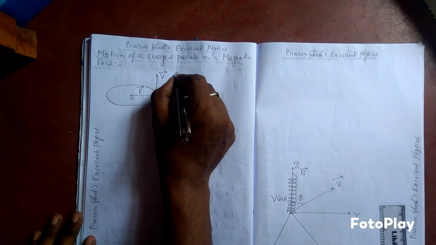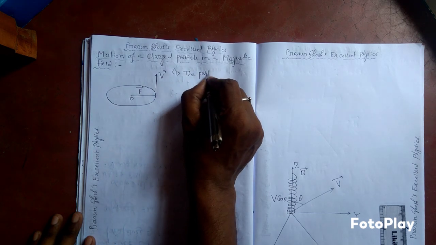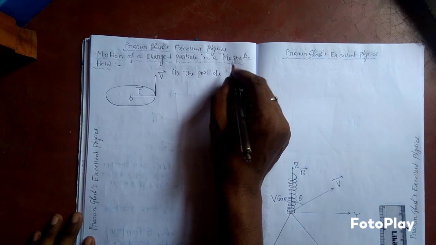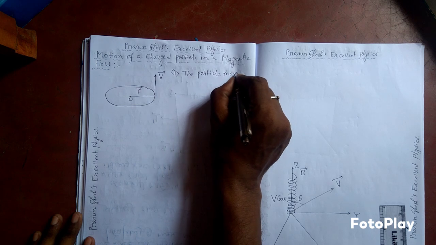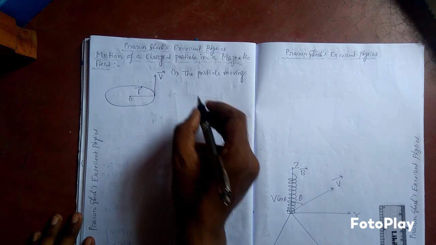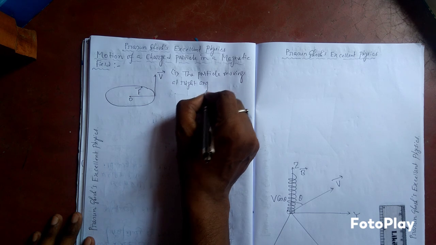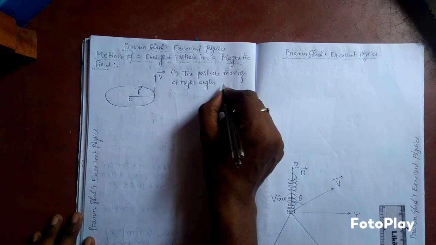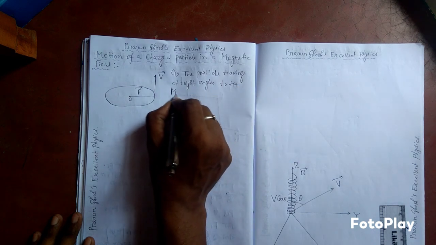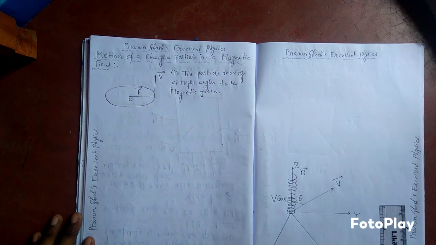First, that is the particle moving at right angles to the magnetic field. This is the first consideration.